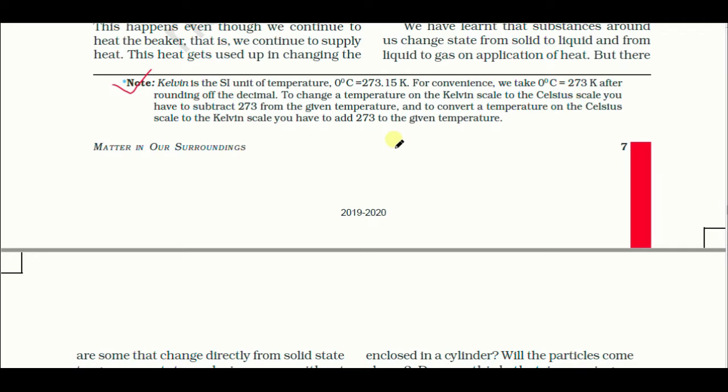Again, if any value on the Kelvin scale is given, then you have to subtract 273. Suppose it is given 280 Kelvin. You have to convert it into the Celsius scale. Then 280 minus 273 will give 7 degrees centigrade. Clear? In this way you can convert the Celsius scale into the Kelvin scale and the Kelvin scale to the Celsius scale.